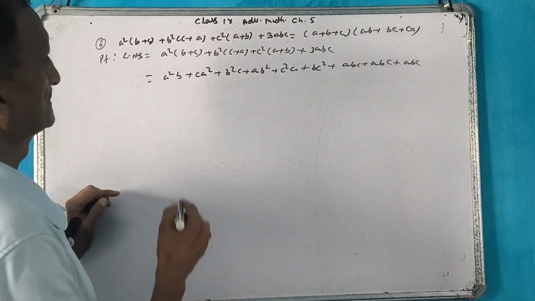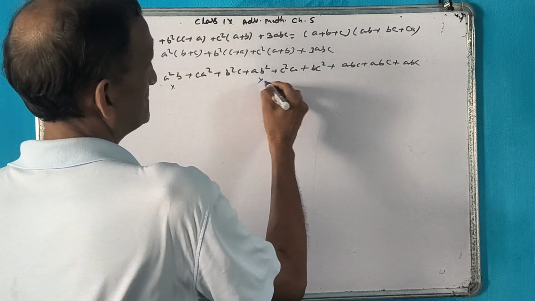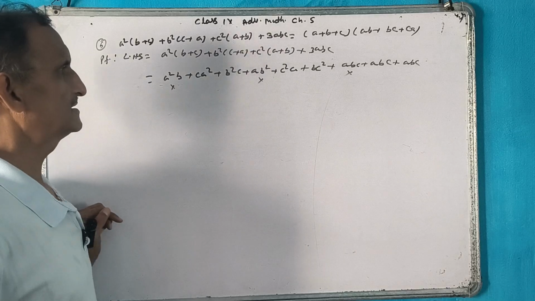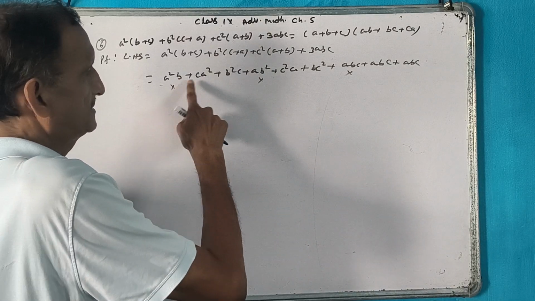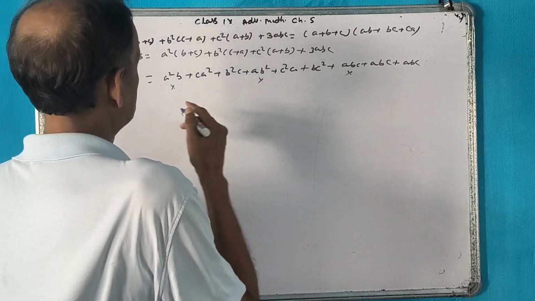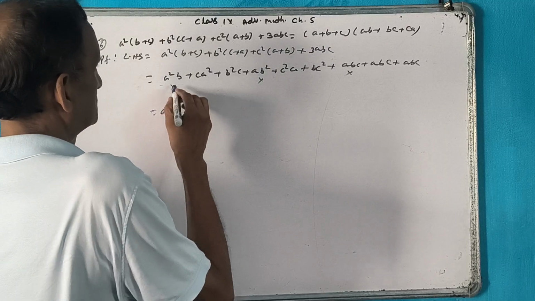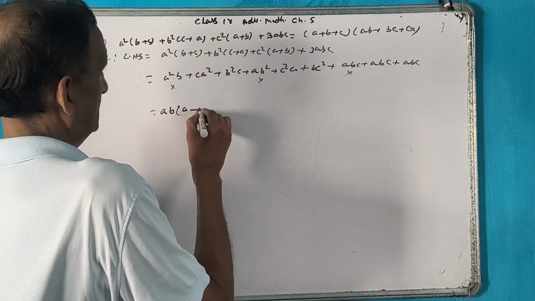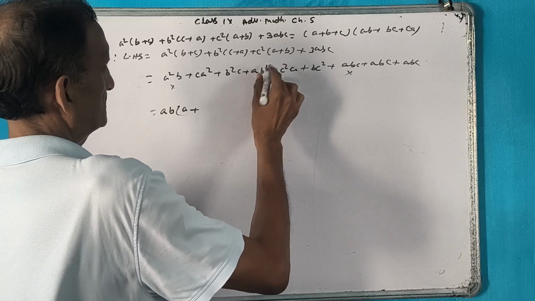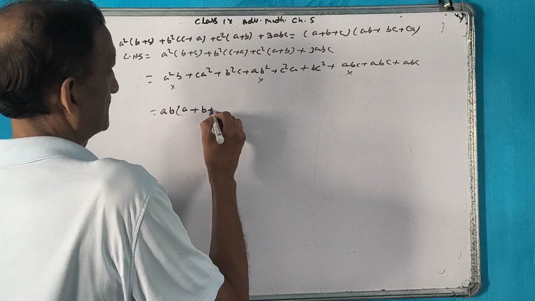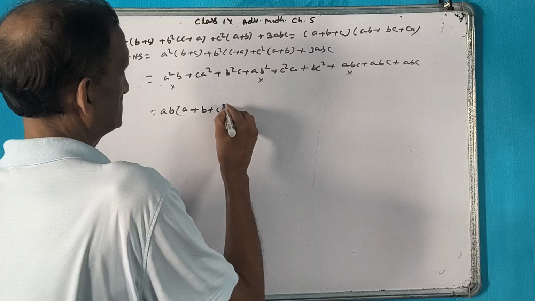Okay. See, from this and this, can you say what is common? Here is also AB, here is also AB. So take out AB. From here you will take out AB, what you will get? A. From here you will take out AB, what you will get? B. From here you will take out AB, what you will get? C.